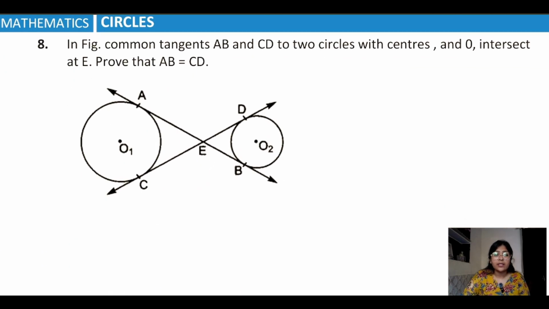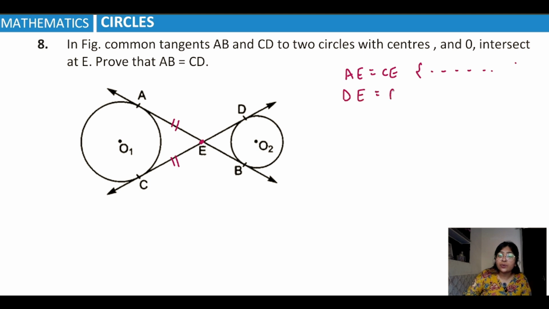Yes. See this question. In the figure, AB and CD are common tangents, and these common tangents intersect each other at point E. So we can say that E is the external point for both the tangents. It means AE is equal to CE, the lengths of the tangents drawn from an external point E. We can also write DE is equal to BE. The lengths of the tangents drawn from an external point are equal to each other.